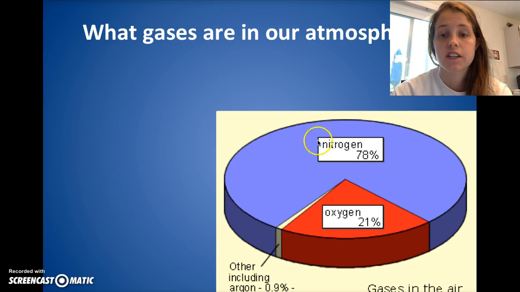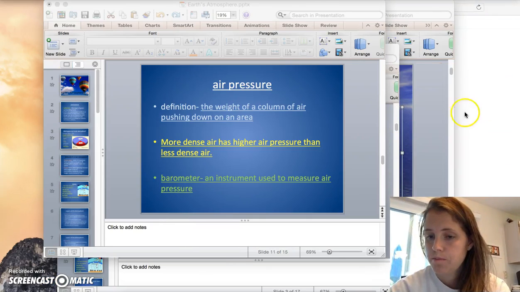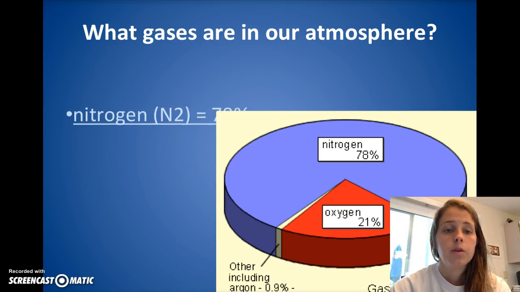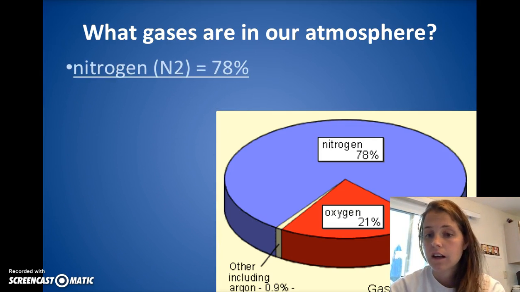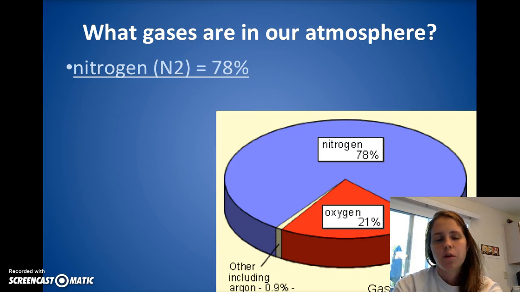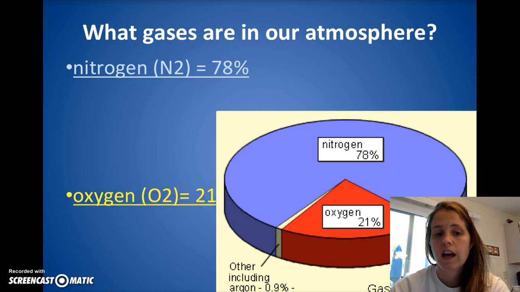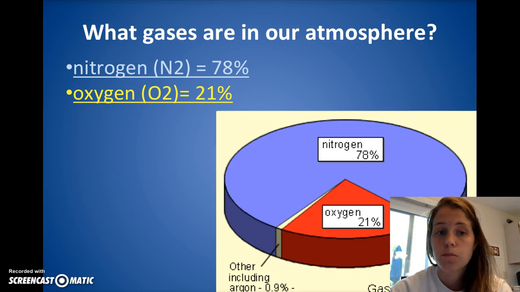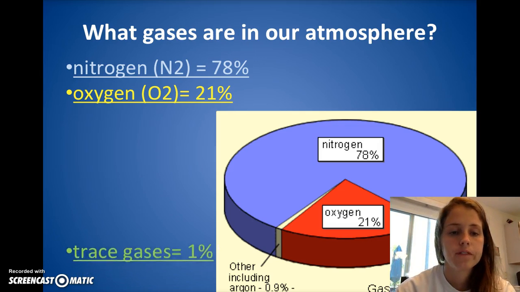So what gases actually exist in our atmosphere? So we have nitrogen, and contrary to popular belief that oxygen is what makes up most of the atmosphere, that is wrong. Nitrogen is actually what makes up most of the atmosphere. It is 78% of the atmosphere is nitrogen, or N2. That means 2 molecules of nitrogen together. Oxygen is the other 21%, that's 2 molecules of oxygen together.